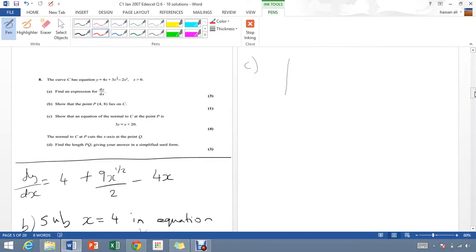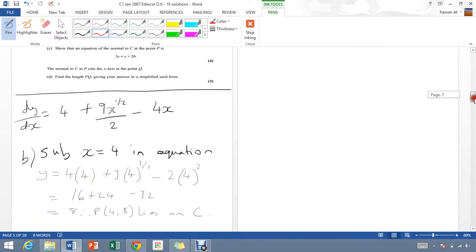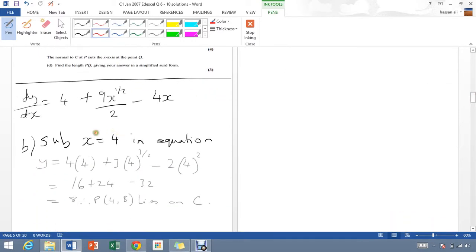Okay, simple as that. Part B is now asking you to show that the point P(4, 8) lies on C. So you just substitute x equals 4 into the equation 4x plus 3x to the power of 3 over 2 minus 2x squared, and what you should get is 8. So in other words, when you put 4 in here, if you end up with 8, that just shows that the point P(4, 8) lies on C. Make sure you explain that these 3 dots just mean therefore P(4, 8) lies on C. So I'll go through that again quickly. Substitute x equals 4 into your equation. If you get 8, you've just proven that it lies on C.